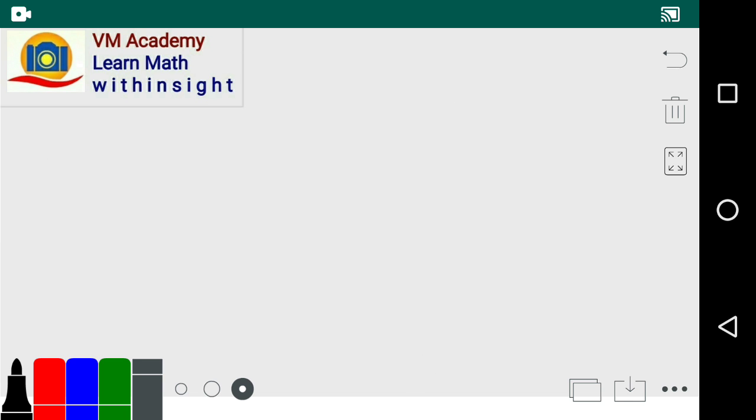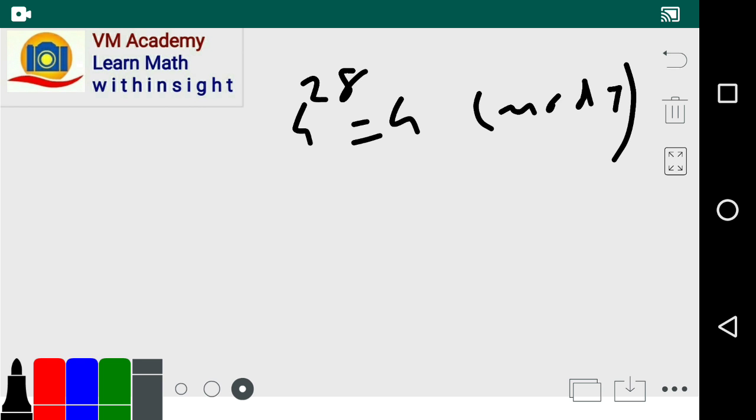So 4 raised to 28 is congruent to 4 modulo 7, and 4 raised to 28 is congruent to 0 modulo 2.